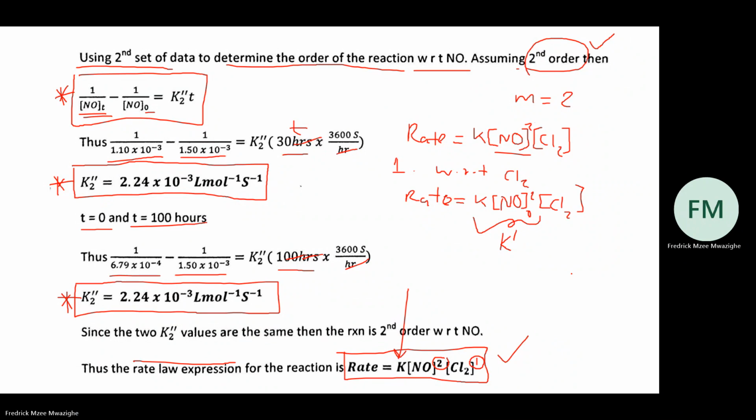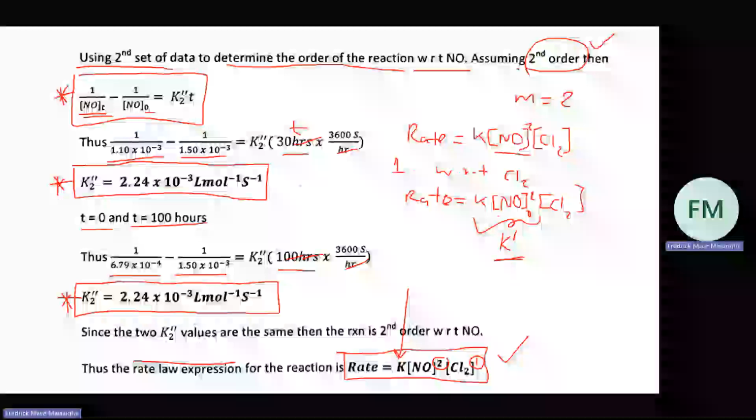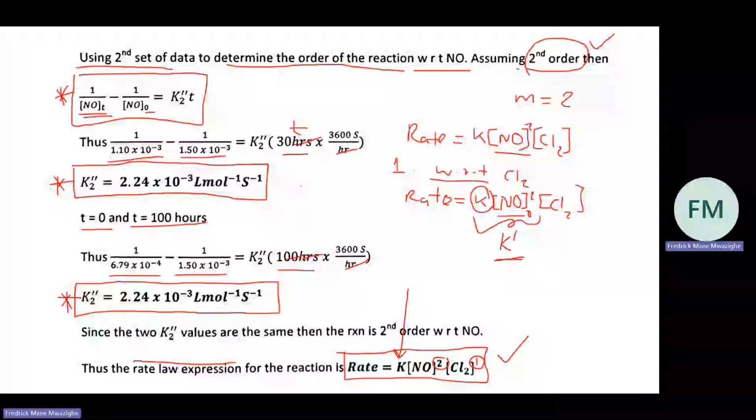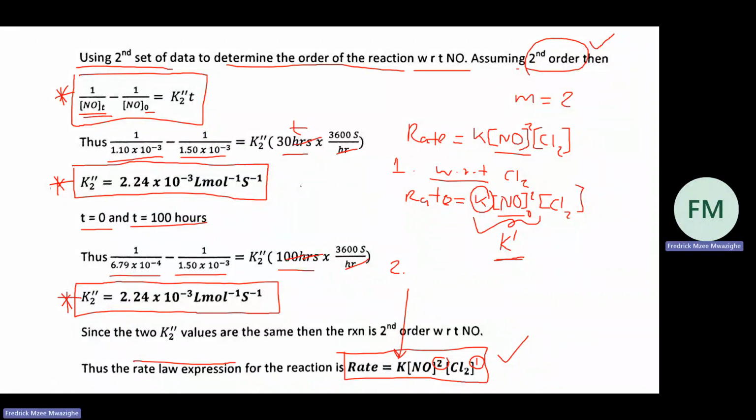Okay, and we have the value of K prime. And since we have the value of K prime and also the value of the initial concentration of NO for the first experiment, we can find the value of the rate constant K. So that is using the first experiment, but also using the second experiment, which was meant to find the order of the reaction with respect to NO.